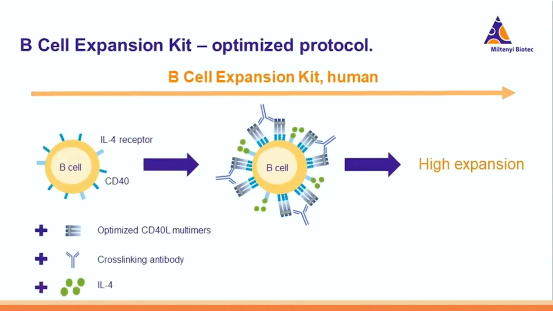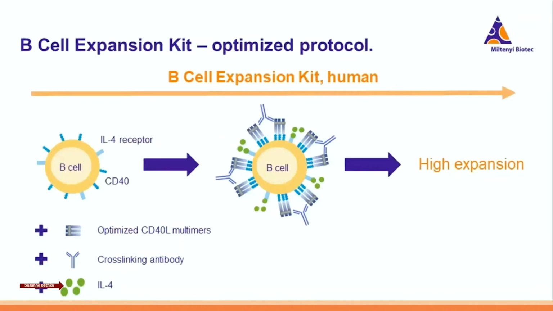But we actually made an optimized protocol. So this we have also available as a kit, the B cell expansion kit for human B cells, where we actually have a mixture of different things that are important for a high expansion. So we have optimized CD40 ligand multimers, a cross-linking antibody and also IL-4 inside.